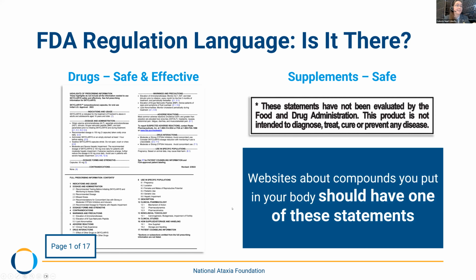If I can go to my next slide, if you're on a website that is talking about different compounds or drugs or anything that you are potentially going to be putting into your body, they should have one of these statements. If they don't, and they are a US company or based in the US, this is a little bit of a red flag that you should do a little bit more investigating about the safety of this product and talk with your physician before exploring things further.